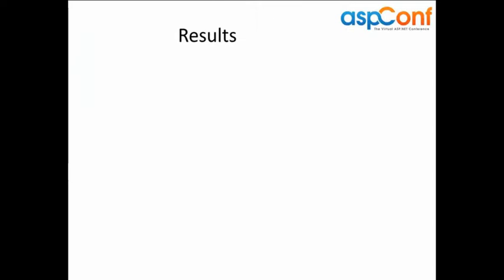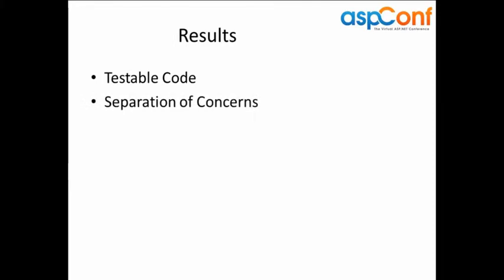Let's look at the results now. We've basically gone from a single project solution with a very simple project to one that is now broken out following the hexagonal onion architecture approach. And so we now have testable code. We've got some separation of concerns. Things are not co-mingled together.